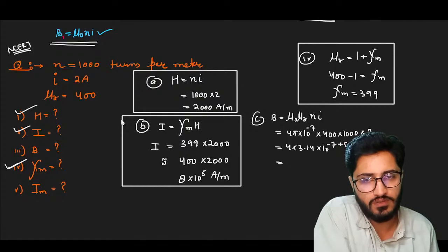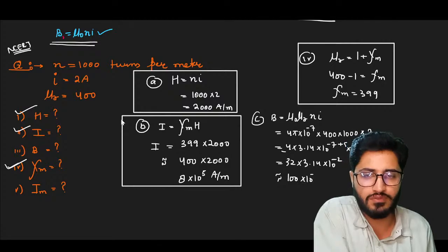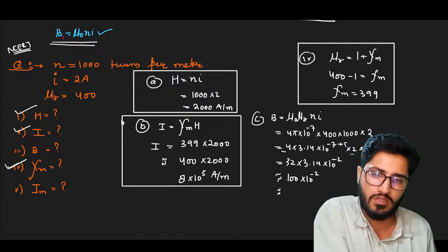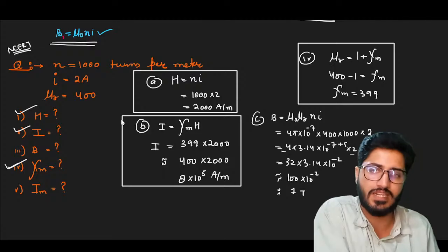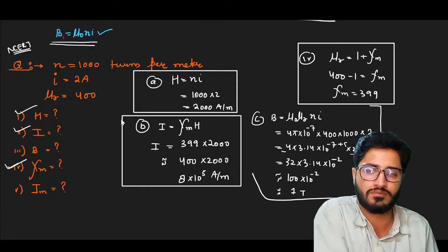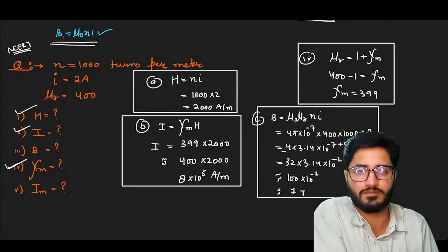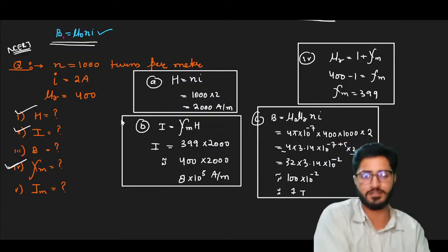Look, 4 into 4, 16, 16 into 32. It is 32 multiplied by 3.14 into 10 to power minus 2. So I can write it approximately equal to 100 into 10 to power minus 2. So it is 1 only, no? It is 1 Tesla. It is an approximate value. You can write it. There is no issue.